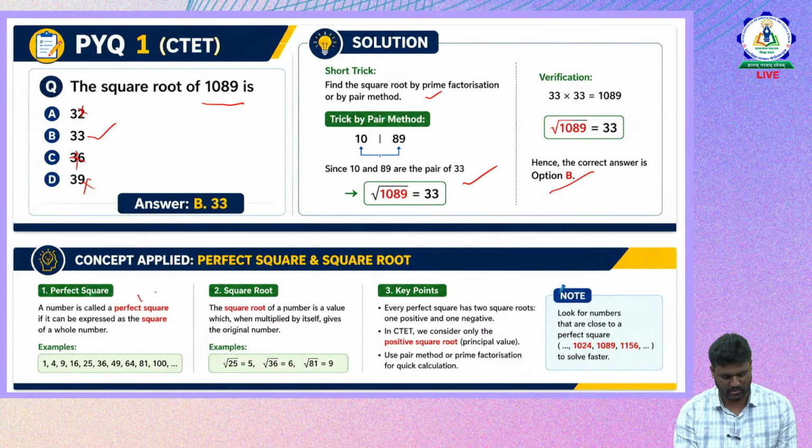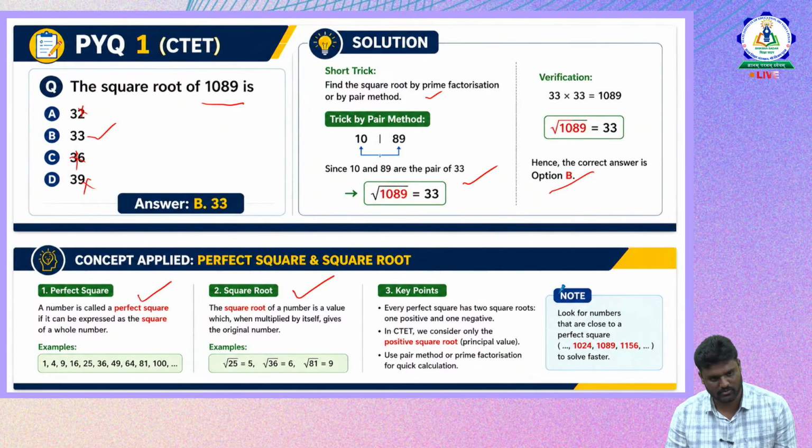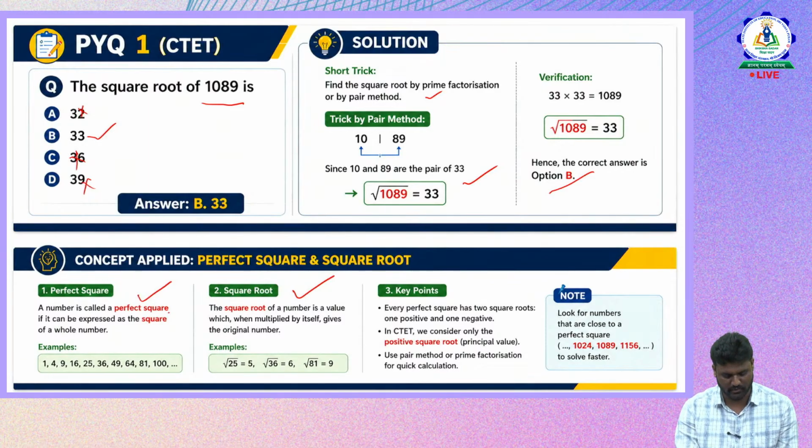One is the perfect square concept and another is the square root concept. So what is a perfect square? A number is called a perfect square if it can be expressed as the square of a whole number. Okay, so for example, 1 square is 1, 2 square is 4, 3 square is 9, 4 square is 16, 5 square is 25, 6 square is 36, and so on like this. So these squares are the result of multiplying a whole number by itself, so we say that it is a perfect square.